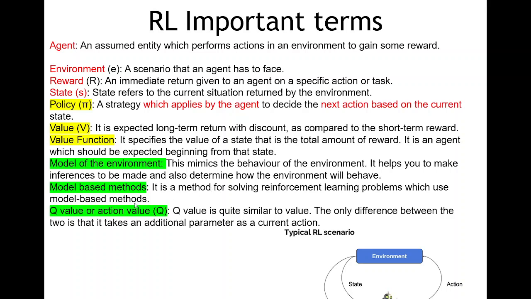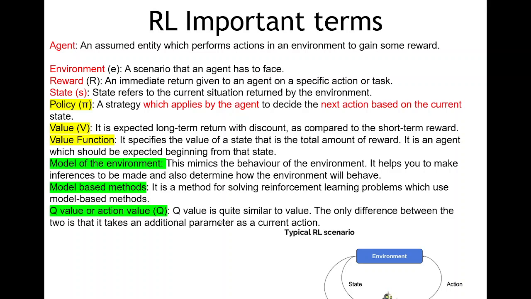So then there is a model-based method. It is a method for solving reinforcement learning problems which uses a model. Then one more term that I would be using in my next slide is Q value or action value. A Q value is quite similar to the value. However, the difference between the two is that it takes an additional parameter, the current action. So these are the terms that a reinforcement learning algorithm would be using.